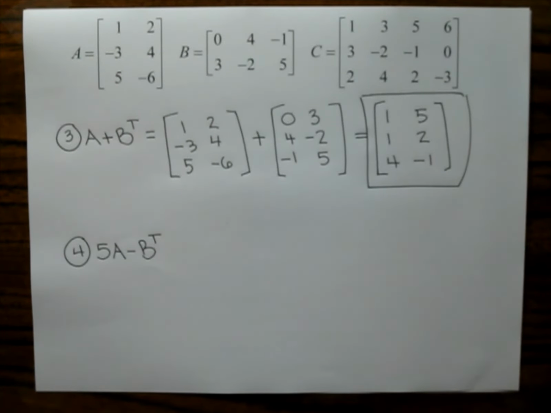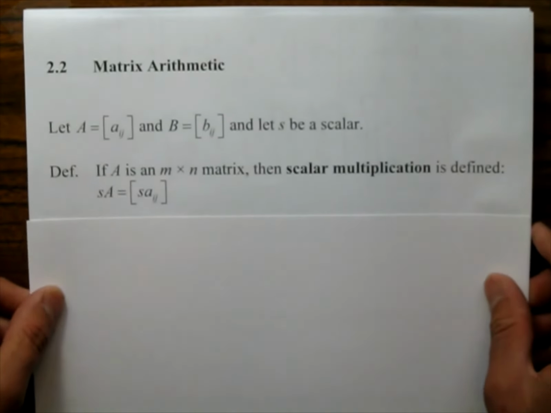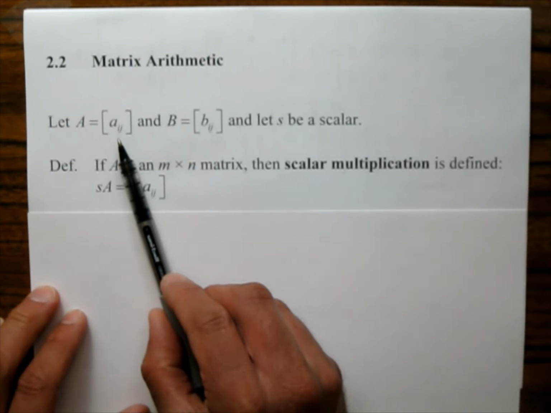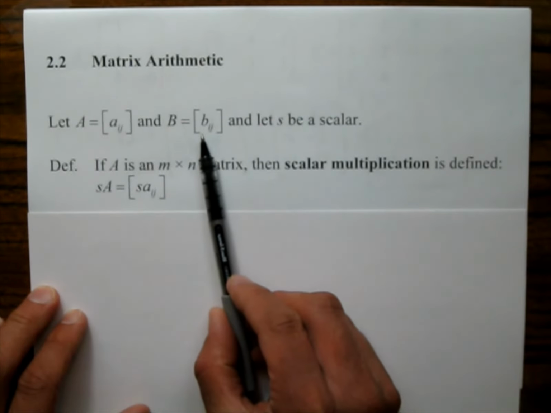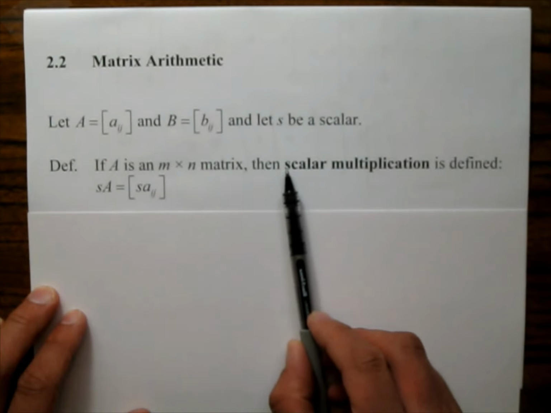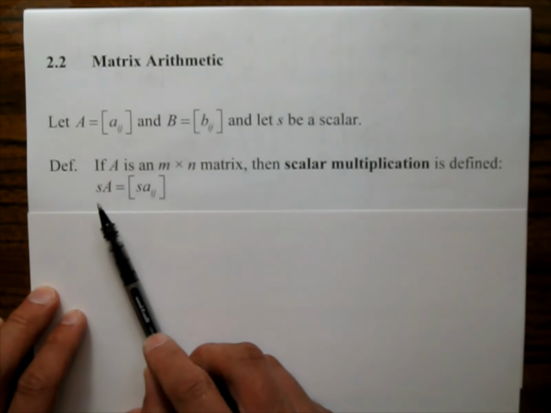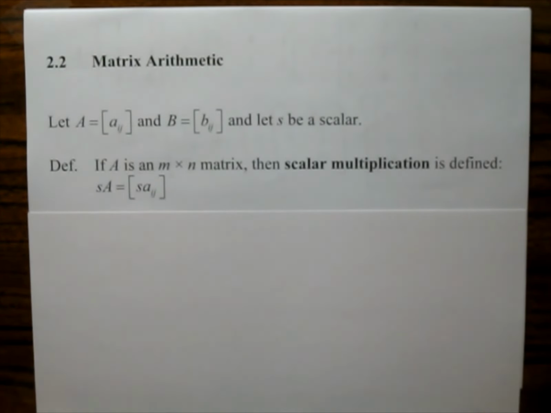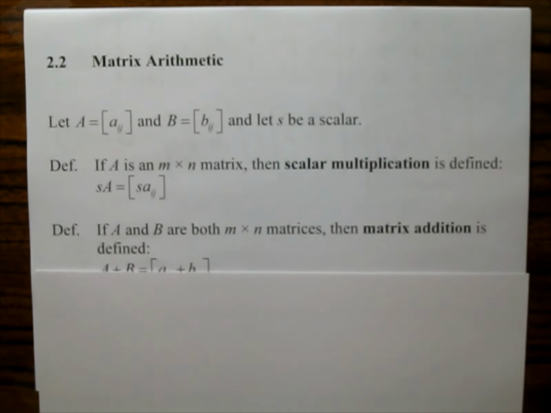Let's take a look at some of these official definitions, but really if you know how to do what I just did, you should be all right. Okay, so these official definitions look scarier than they are. Here's the index notation. A is Aij, and B is Bij, and S is a scalar. If A is an m by n matrix, then scalar multiplication is defined by this. S times A, you multiply each entry in the matrix, each element, Aij, by S. So that's how they define it. It actually looks worse like this than just with an example.